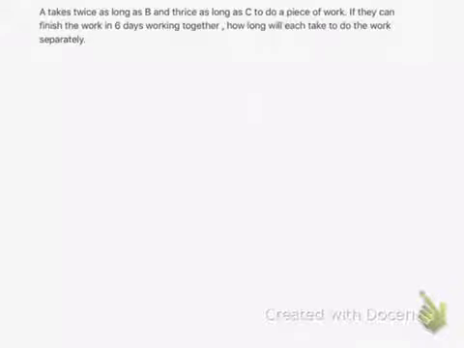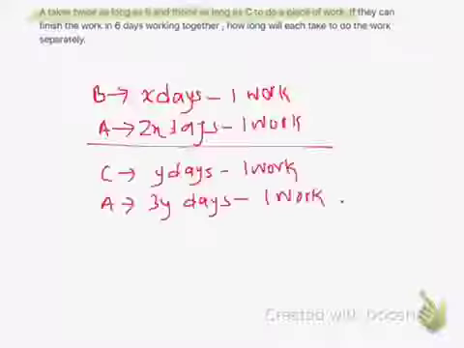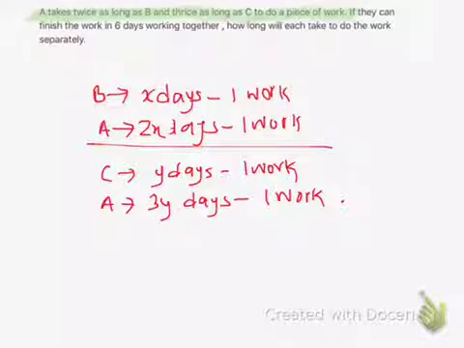Hello, let us try to solve another type of question from time and work. The question says A takes twice as long as B and thrice as long as C to do a piece of work. So what the question is trying to say is if B takes X days to do one work, then A takes twice the time, which is 2 times X days. That gives 2X days to do one work.